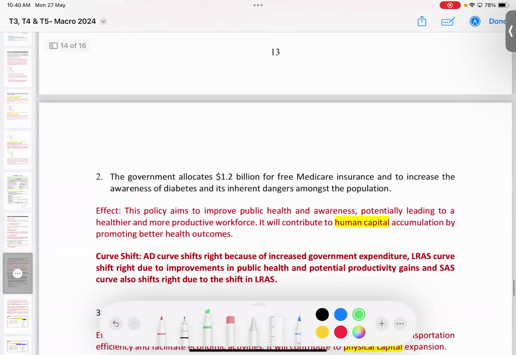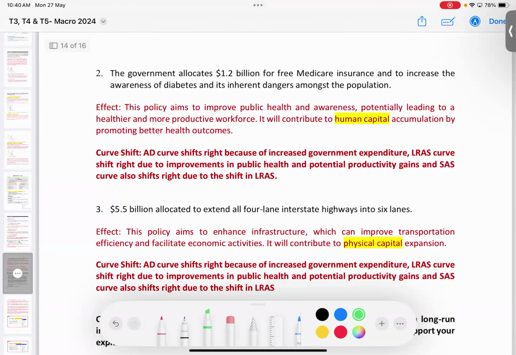Okay, question number 2. The government allocates 1.2 billion for free medical insurance, and to increase the awareness of diabetes and its inherent dangers amongst the population. So free medical insurance. The government allocates money for this. So again, this is what we call an interventionist approach, which includes government intervention.